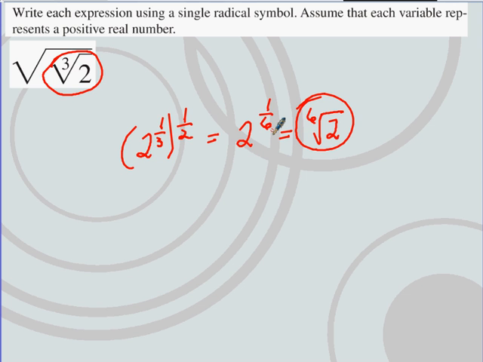That makes sense to me because you're looking for a number that's going to multiply times itself 3 times to give me 2, and then 2 times to give me that. So you're looking for, in essence, a number that's going to multiply by itself 6 times to give you 2.